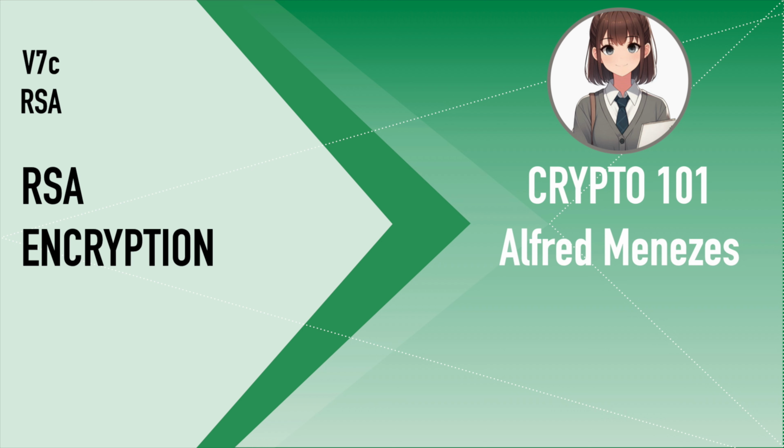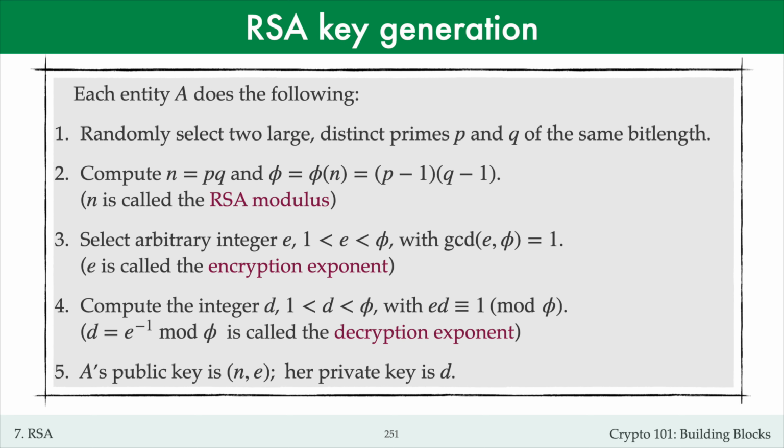strong notion of security. I'll remind you that Alice's RSA public key is a pair of numbers n and e, where n is the RSA modulus and e is Alice's encryption exponent. Alice's private key is the decryption exponent d. e and d are related by the congruence e times d congruent to 1 modulo phi, where phi is defined to be (p-1) times (q-1).